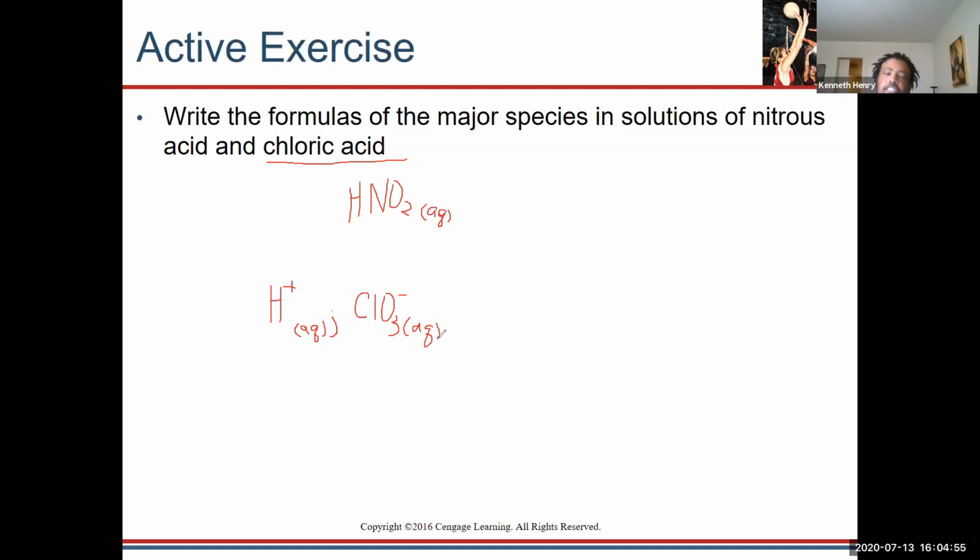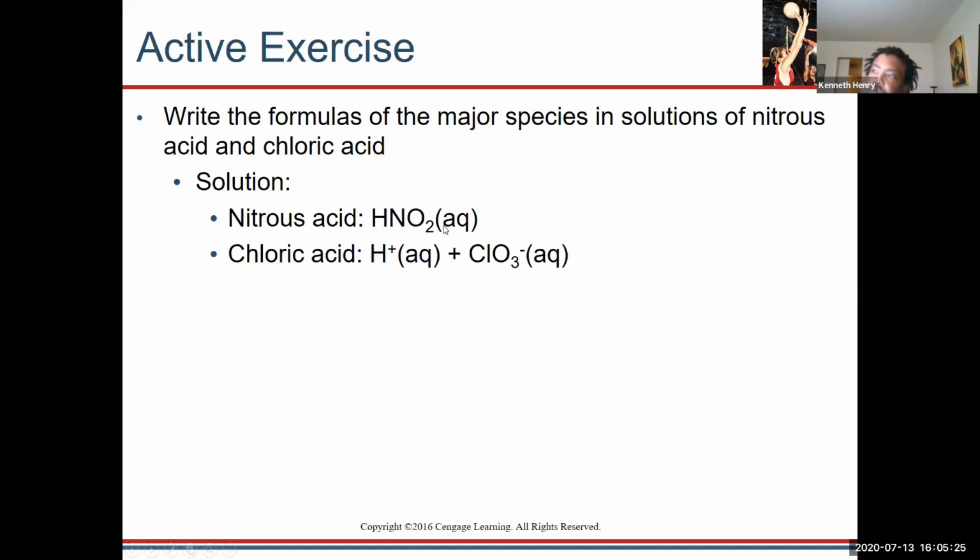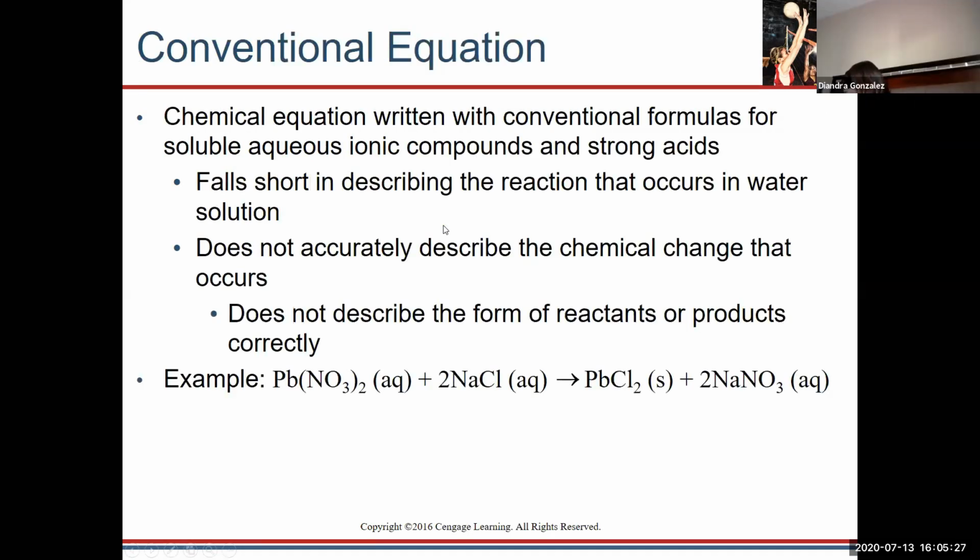Okay, that is correct. That's going to be your major species because chloric acid is a strong acid. It's going to separate into chlorate, the chlorate ion, and the hydrogen or the hydronium ion. Okay? Piece of cake? Yes. Okay.